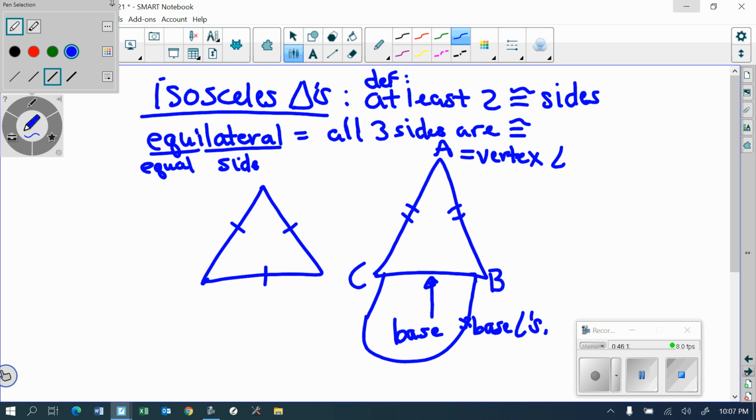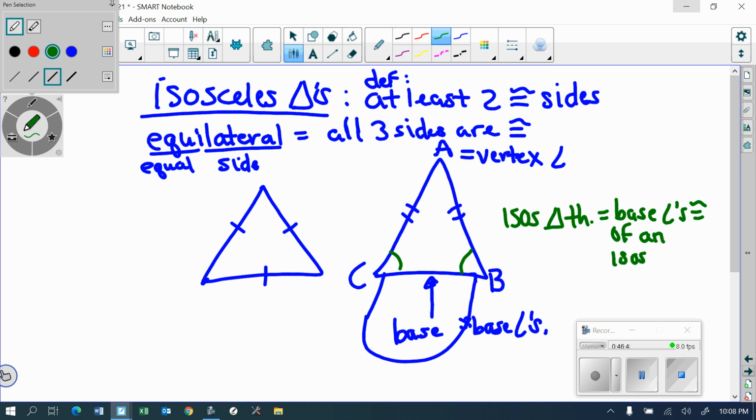Now, an isosceles triangle, that's the definition, is based off of the sides, at least two congruent sides. If I have an isosceles triangle, then I can say automatically, by a theorem I'm going to say in just a second, that the base angles are congruent. So I put one arc and one arc. That is called the isosceles triangle theorem: the base angles of an isosceles triangle are congruent. So I can automatically have that on all isosceles triangles.